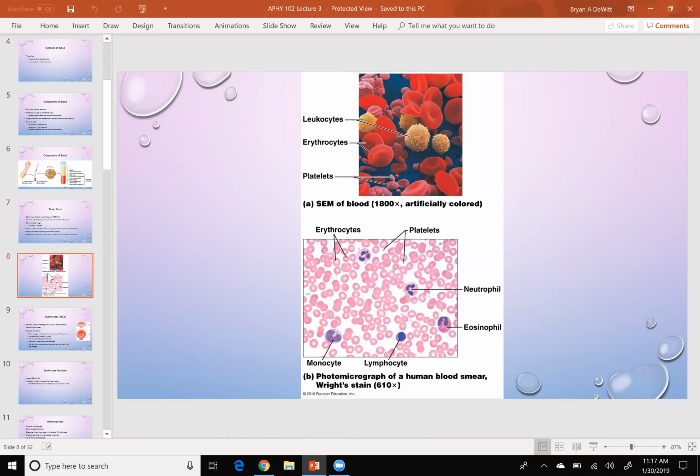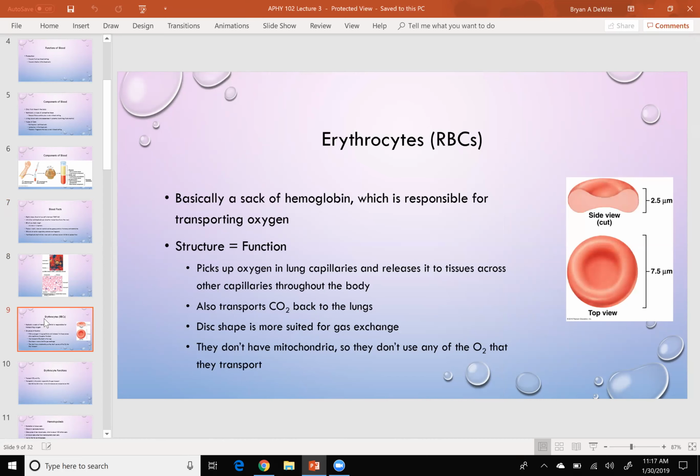This is what your blood actually looks like if you were to do some histology. You would see red blood cells, which kind of look like little donuts, and then you have different types of white blood cells, or your different types of leukocytes, and you would have your platelets. Cool. Okie dokie. So with erythrocytes, they are basically just a sack of hemoglobin.